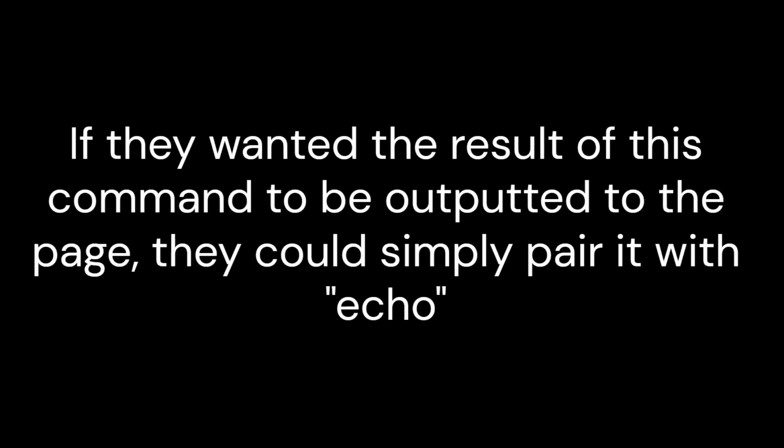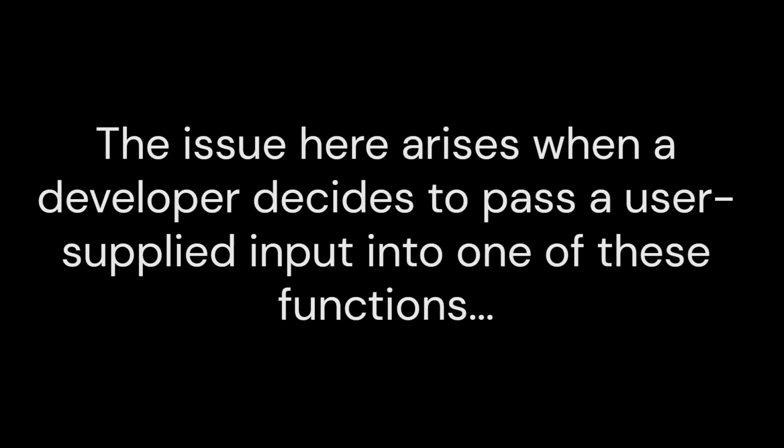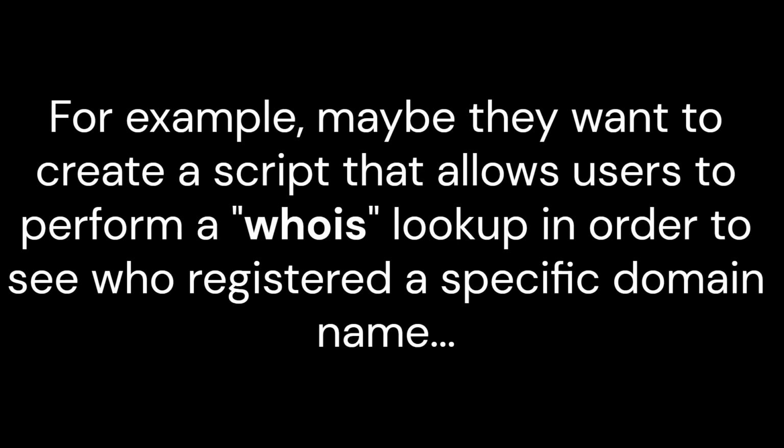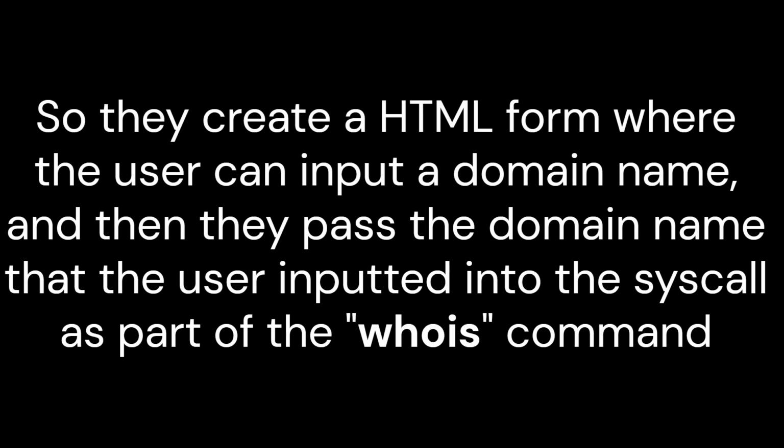In most scenarios, developers will pass a static input that cannot be controlled by a user into these functions. But depending on the functionality of what they're trying to develop, sometimes they will feel that it is necessary to pass a user-supplied input into a system call, for example, as an argument for an existing command. An example of this could be if they were wanting to create a script that allowed users to run a query to see who a domain name is registered to. So they write some code that allows the user to input a domain name, and then that domain name gets inserted into a system call as an argument for a whois command, allowing the user to perform a whois lookup on a domain of their choice.